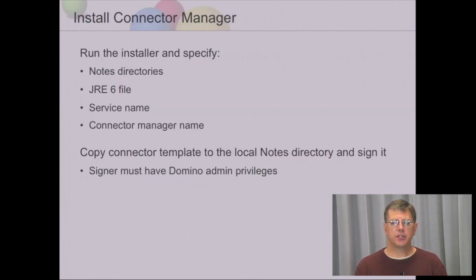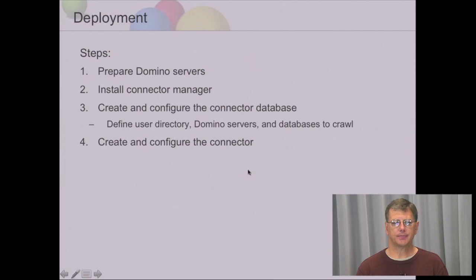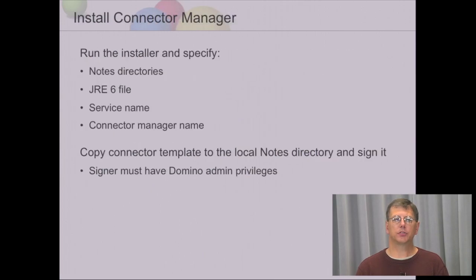Then we'll install the connector manager. This is run by the installer. It can be installed on a Windows or Linux box. We will define the location of the local Lotus Notes directory. When we install the connector, we'll identify the Lotus Notes data directory so that the template file can be stored there. We will connect to a JRE6 executable, and the connector only includes JRE5, so you might have to download a 6 version.